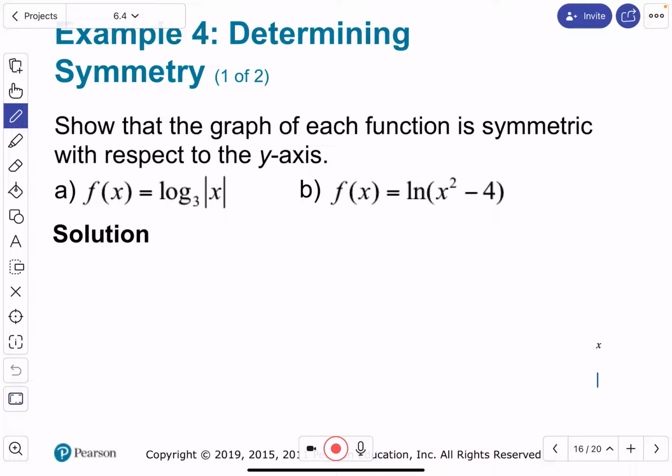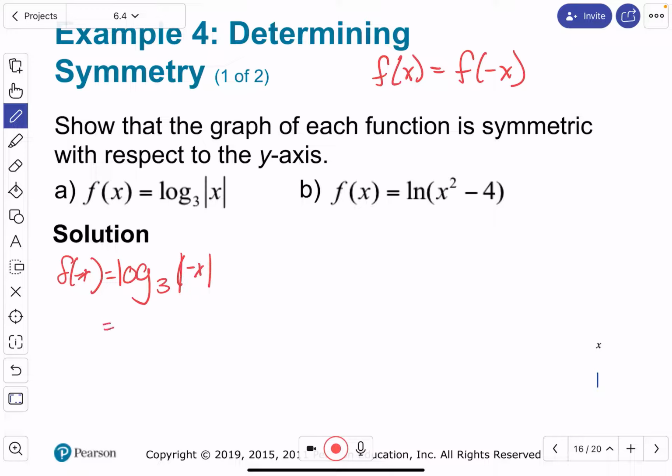So show the graph of each function is symmetric with respect to the y-axis. So you could put it in your calculator and see the graph and say, yep, that's symmetrical. Or if you remember, to be symmetrical over the y-axis, f of x has to equal f of -x. So we could just plug in, so f of -x, I plug in -x inside the absolute value. Well, what's the absolute value of anything? Spits it out positive. So those would be the same thing. They both give you a positive number, so that is symmetrical.